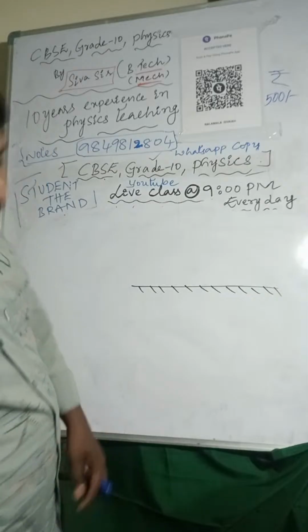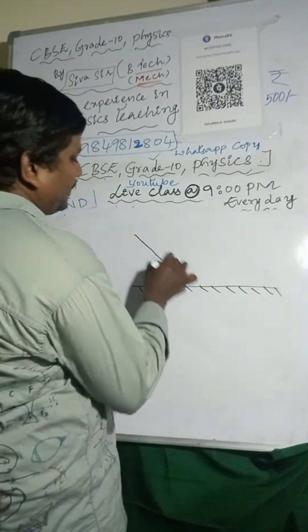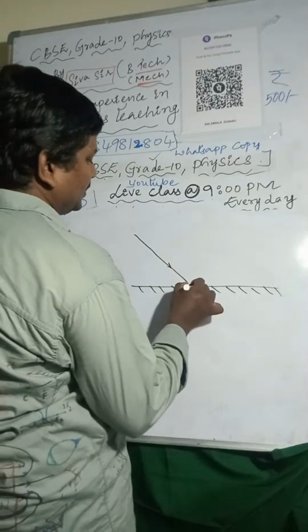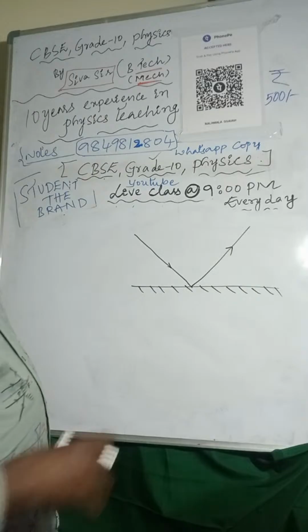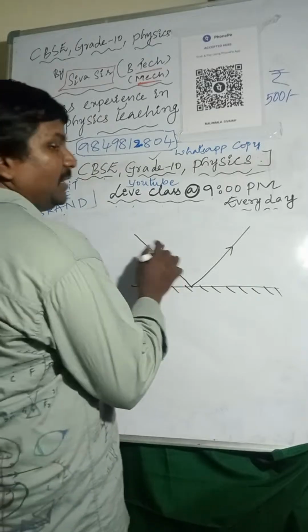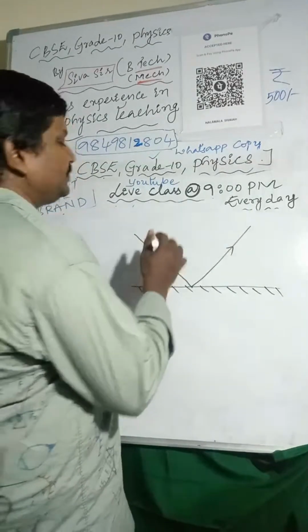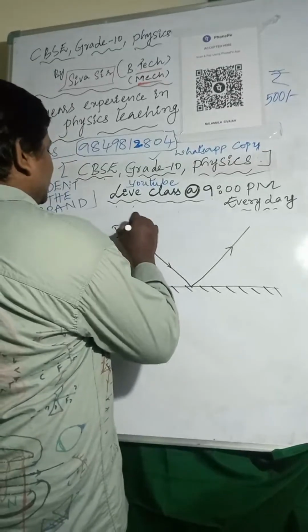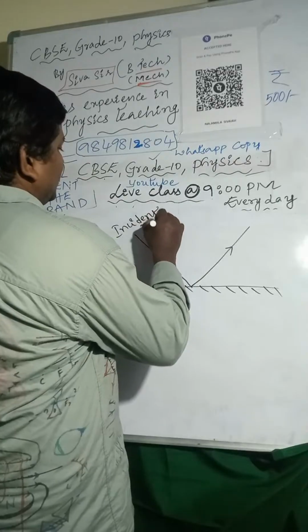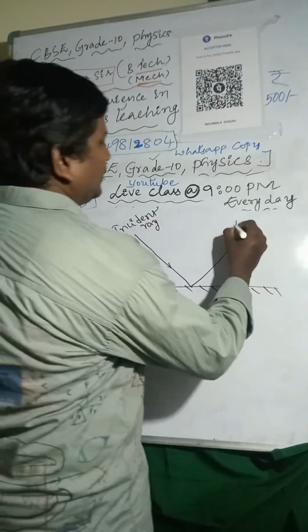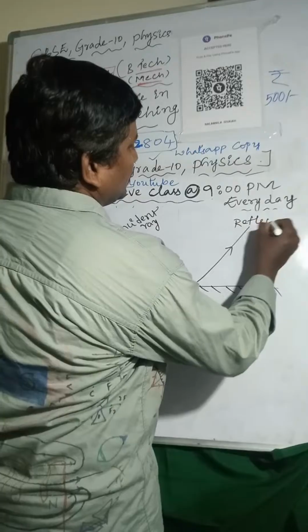This is the incident ray, and this will be the reflected ray. This one is the incident ray, and this one is the reflected ray.